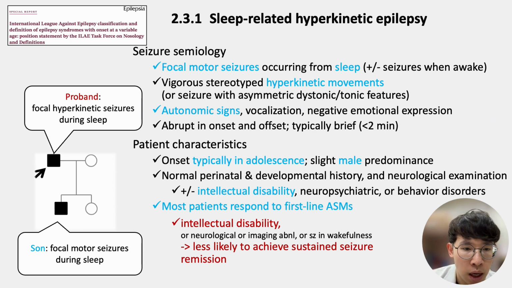Usually, patients have normal perinatal and developmental history and a normal neurological examination, but sometimes they may have intellectual disability. Most patients respond well to the first-line anti-seizure medications, but if they have intellectual disability, they are less likely to achieve sustained seizure remission. So these features are quite compatible with our patient's presentation.